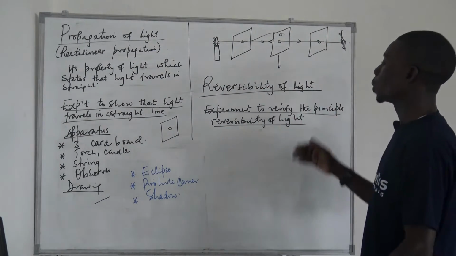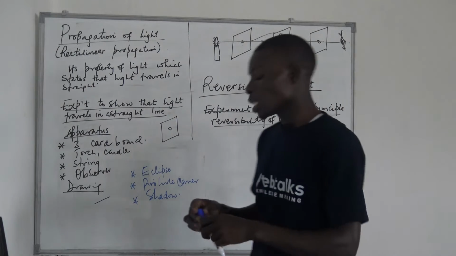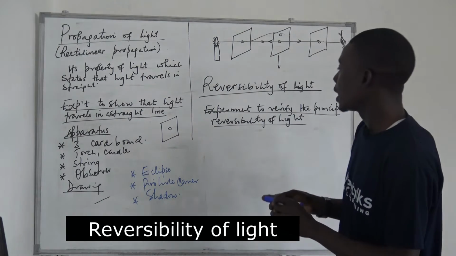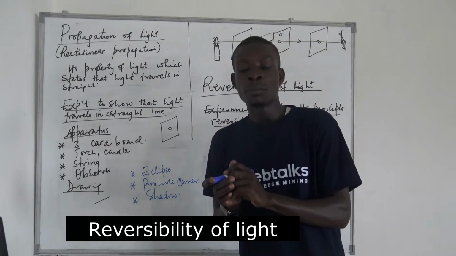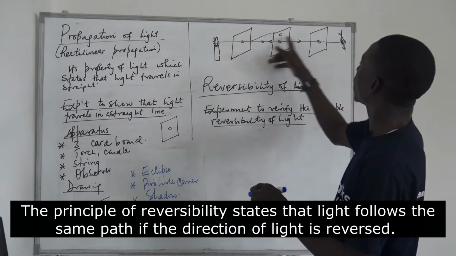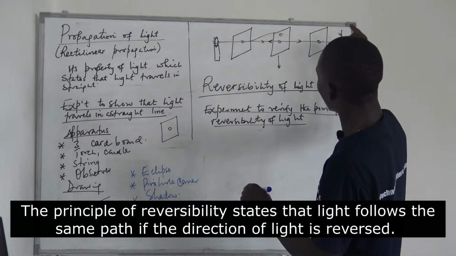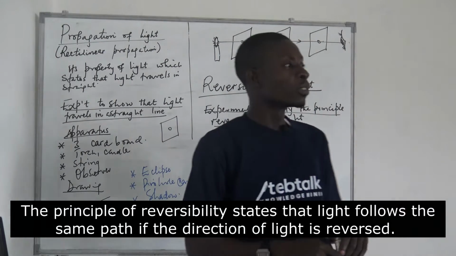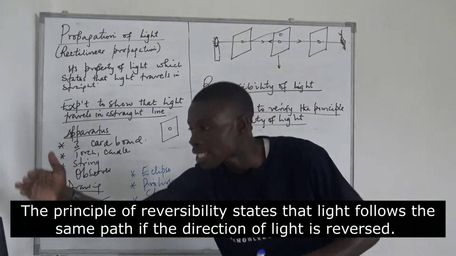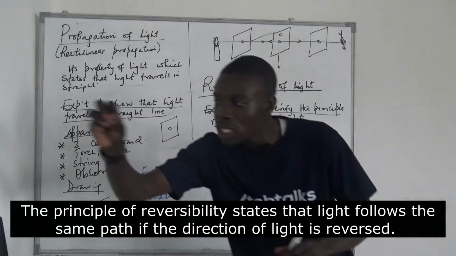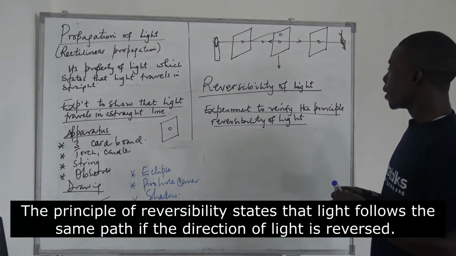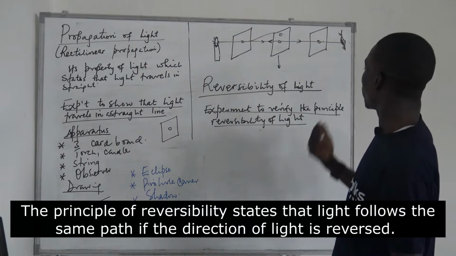And then we have come to the reversibility of light. We say the reversibility of light states that if the path of light is reversed, it always follows the same direction. If it was traveling from here to here, and now we decide to make it move from this side to this side, it will always follow the same path. That's what we call reversibility. It can reverse. That you can begin from here up to this side, and then from this side up to the other side. Is that okay? And then we had stopped on looking at an experiment to verify that.